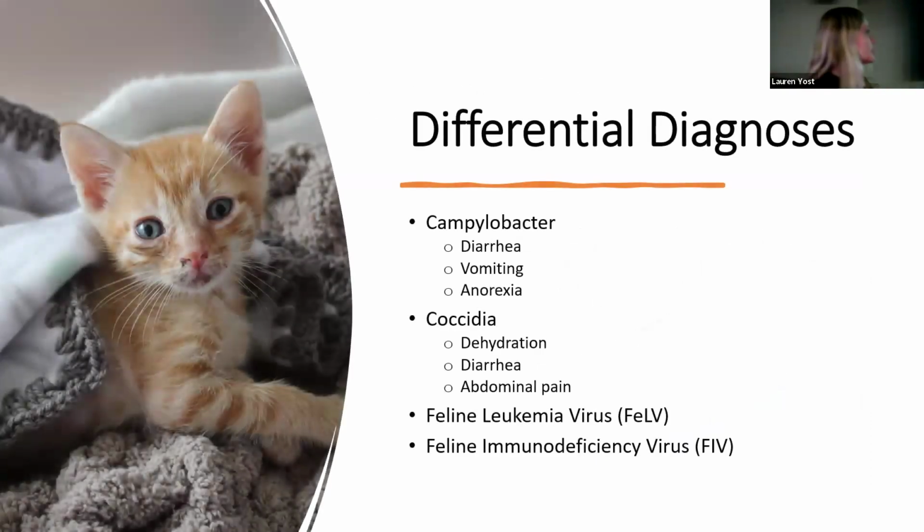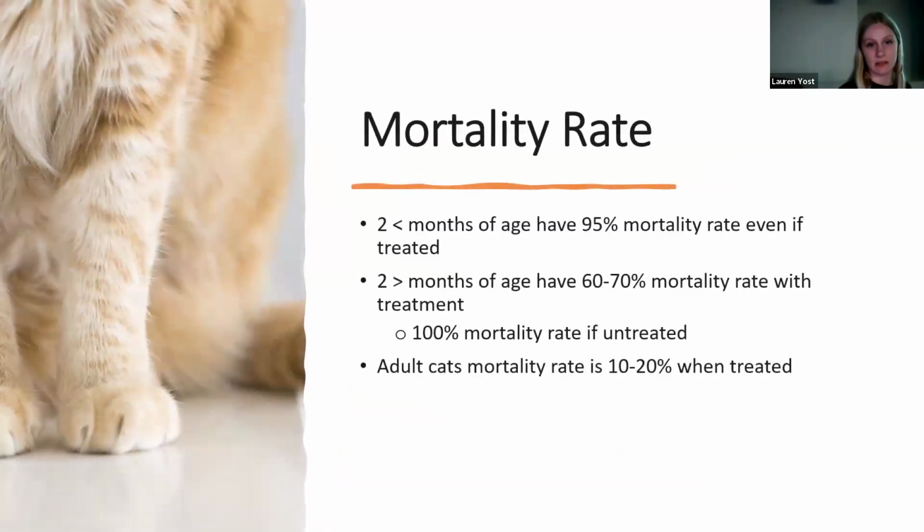Differential diagnoses are going to be Campylobacter. They're going to present with diarrhea, vomiting, anorexia, not wanting to eat. Coccidia, this is going to be more commonly seen in shelter and rescue environments. So probably one of the more common ones that it's confused with. That's going to be dehydration, diarrhea, abdominal pain. And then feline leukemia virus and feline immunodeficiency virus can also be differential diagnoses. So the mortality rate of Panleuk, kittens under 2 months of age have a 95% mortality rate even if treated. Kittens 2 months and older, 60 to 70% mortality rate with treatment and 100% mortality rate if untreated. So shows how deadly it is.